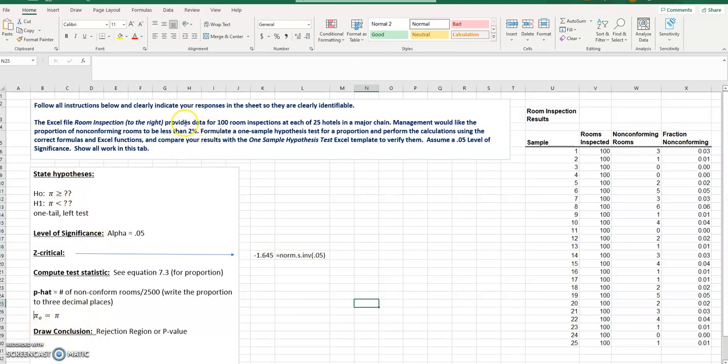Pi naught is equal to the pi value that you will use here. And again, I'm giving you a pretty good hint on what that pi value is going to be assumed to be in your null hypothesis. So then you can compute your test statistic, and then you can draw your conclusion.